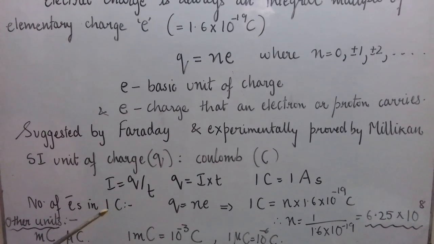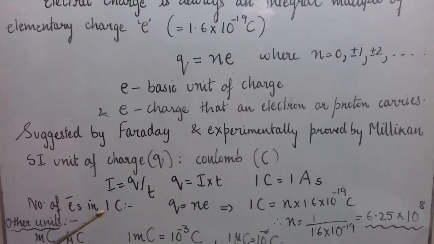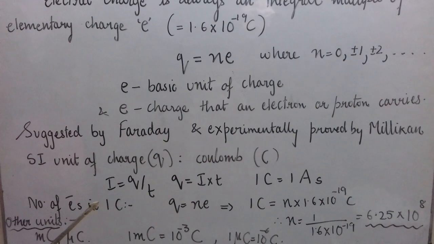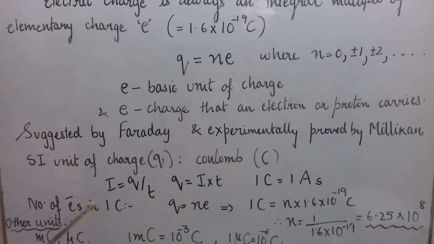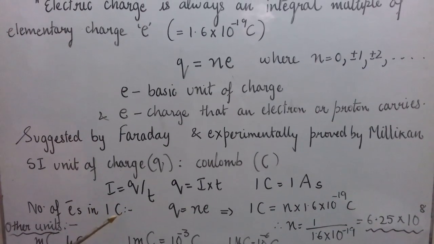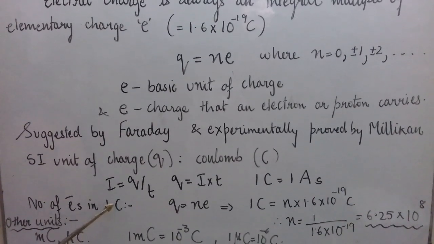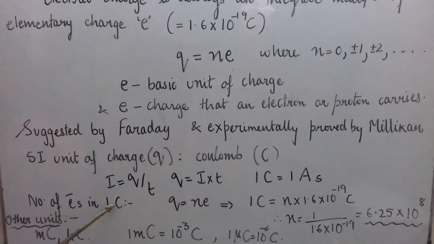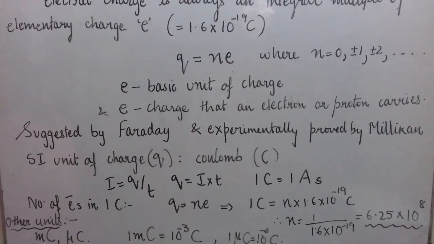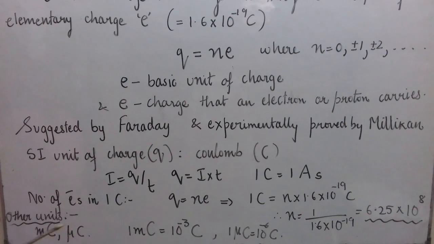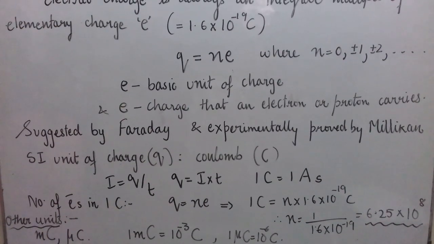Because whenever rubbing takes place and the body gets charged, the number of electrons transferred is actually very small compared to the total number of electrons present in the body. Since coulomb is a very big unit of charge, in numericals you will commonly see units such as millicoulomb or microcoulomb. These are the commonly used, smaller units of charge.